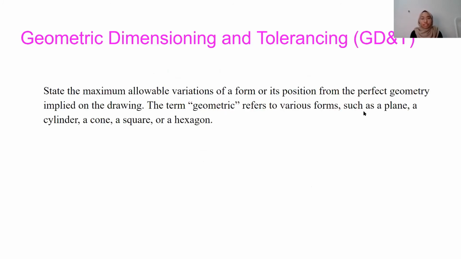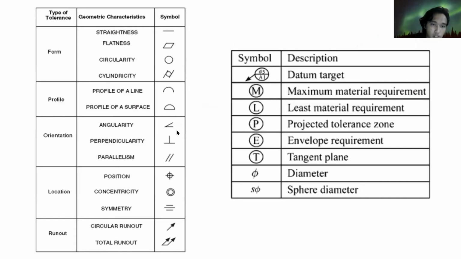That's all for me. Okay, so for geometric dimensioning and tolerancing, which is GD&T, this states the maximum allowable variation of a form or its position from the perfect geometry implied on the drawing. The term geometric refers to various forms such as a plane, a cylinder, a cone, a square, or a hexagon. So this is the table of symbols that we use on the 3D CAD model.